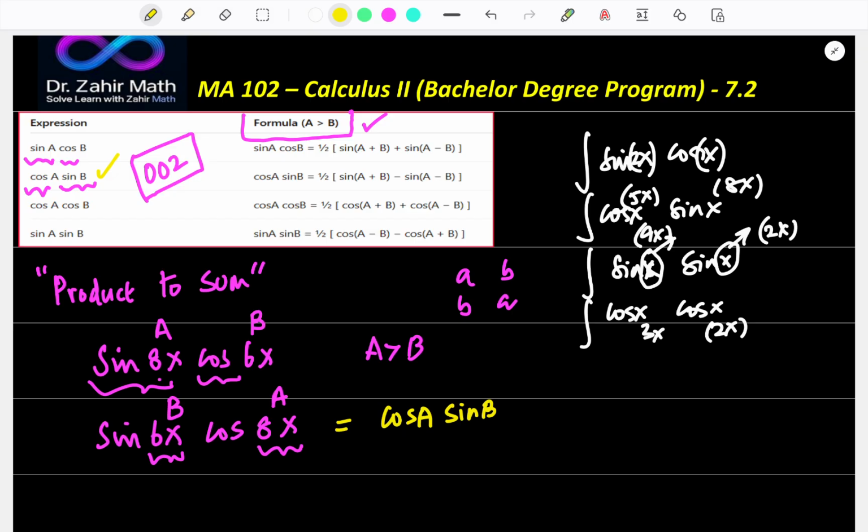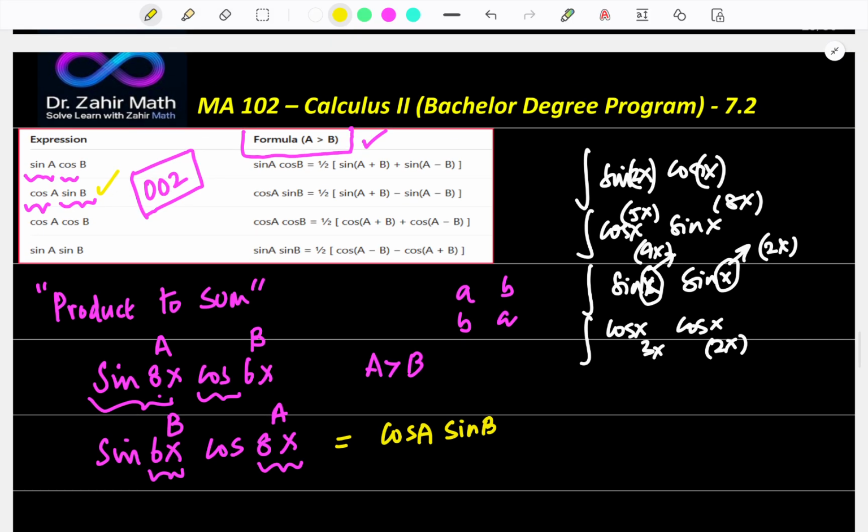So in this way all the formulas you have to remember. What is sine A cosine B? Half times sine A plus B plus sine A minus B. What is cosine A sine B? Half times sine A plus B minus sine A minus B. Same rule, only plus and minus change.